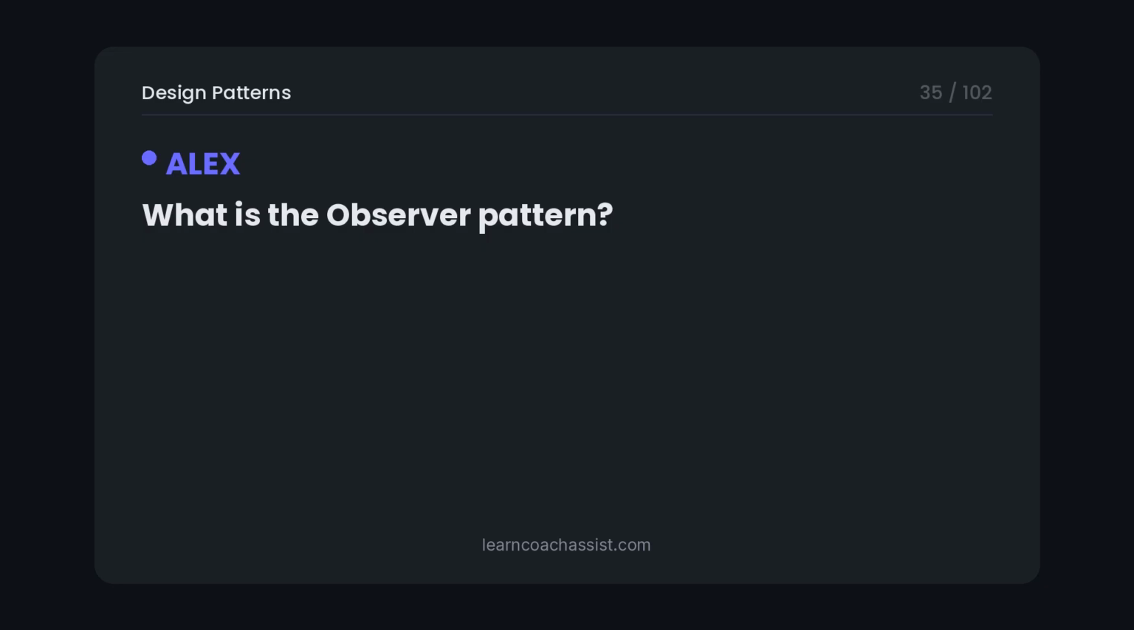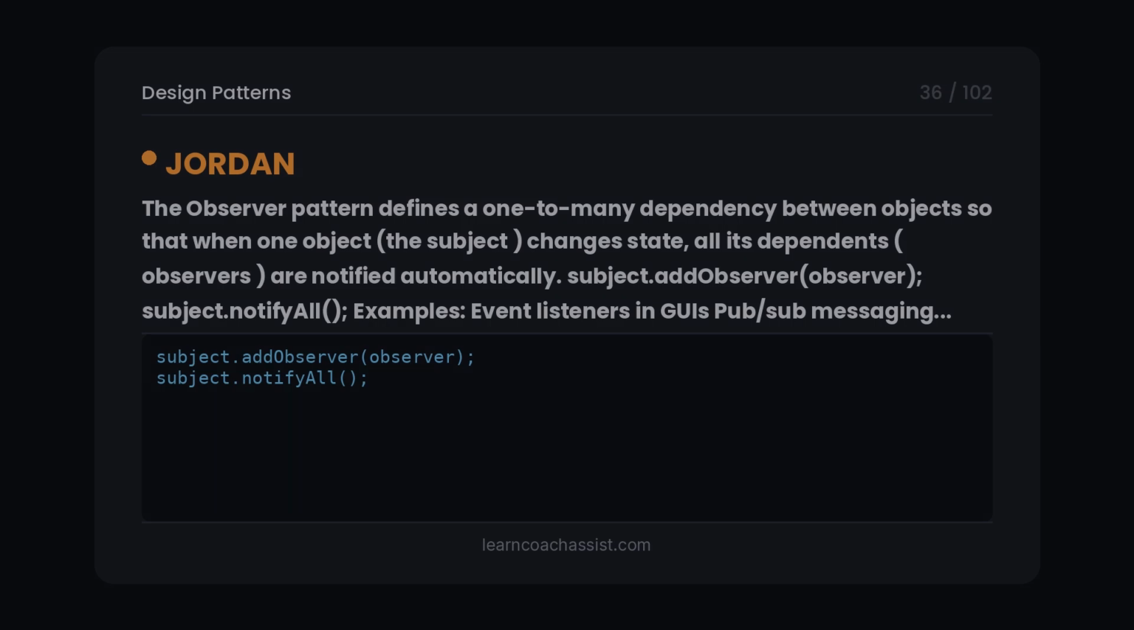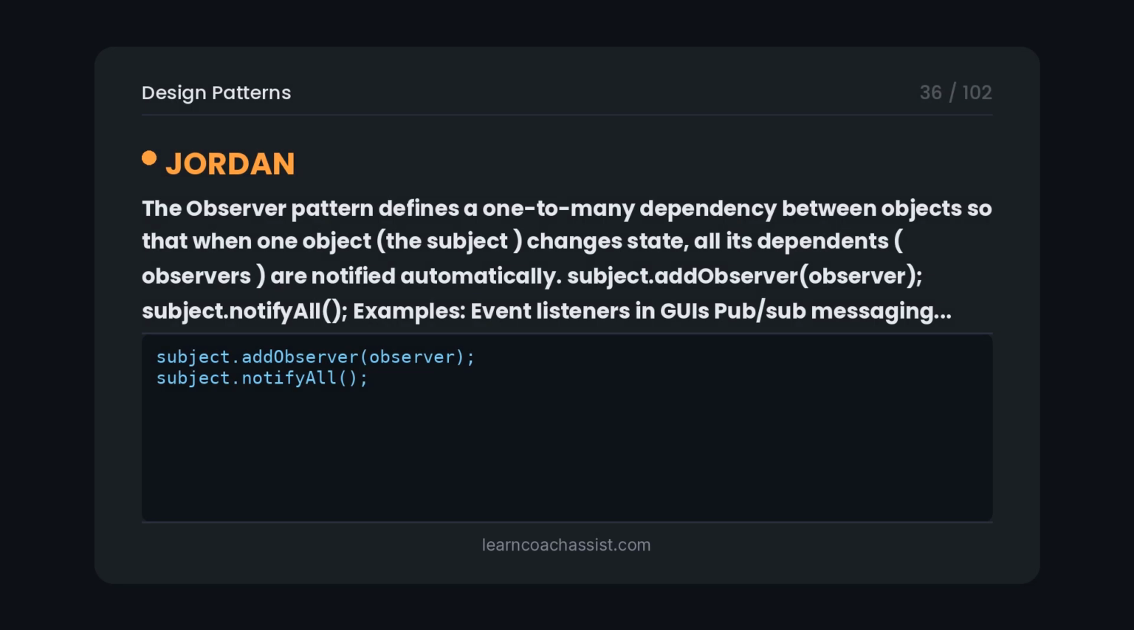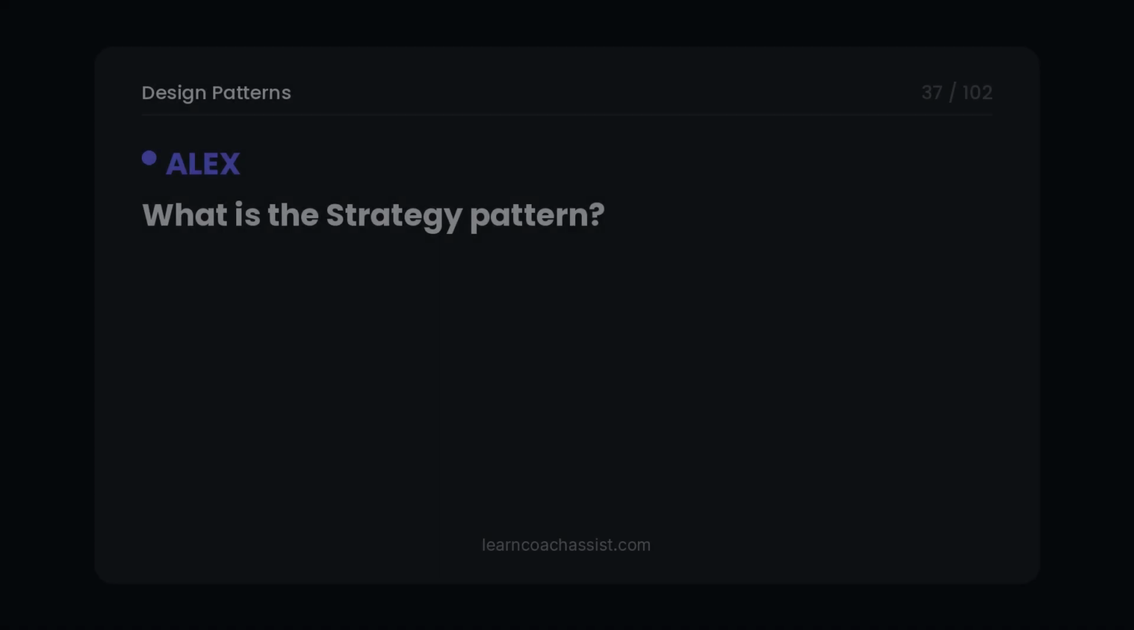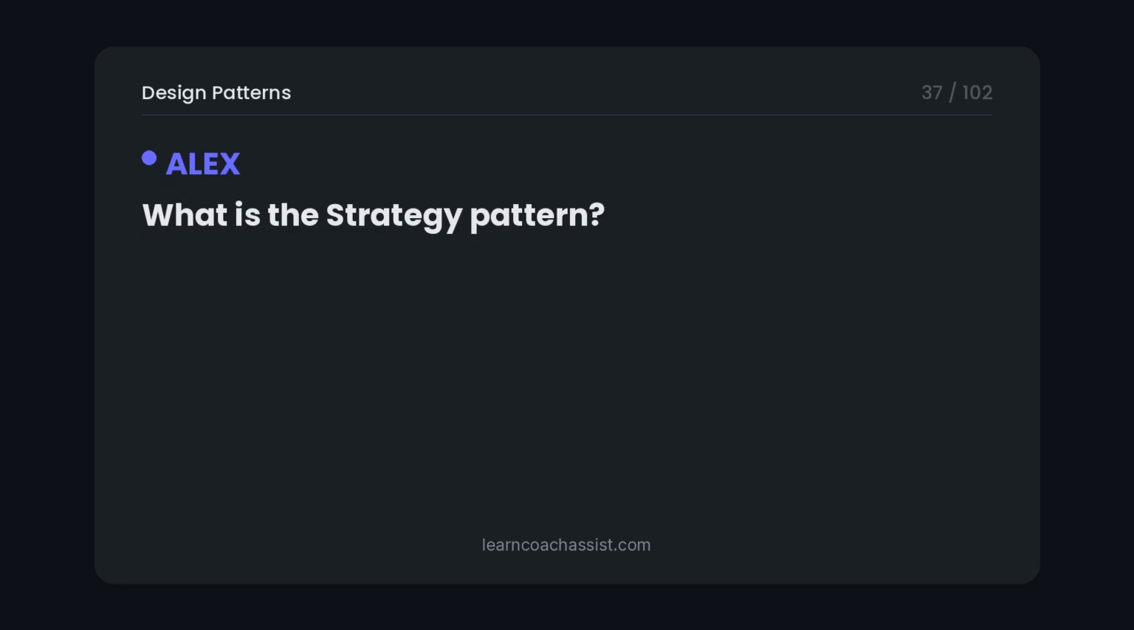What is the observer pattern? The observer pattern defines a one-to-many dependency between objects so that when one object, the subject, changes state, all its dependents, observers, are notified automatically. Subject.addObserver, observer, subject.notifyAll. Examples: event listeners in GUIs, pub/sub messaging systems, reactive programming, RxJS, LiveData.